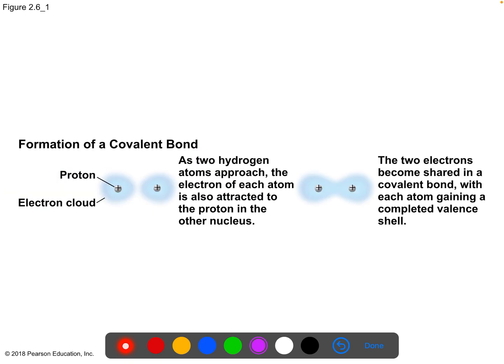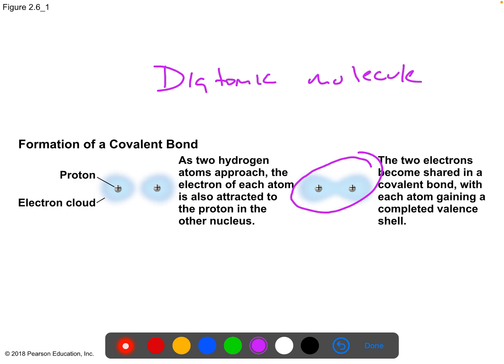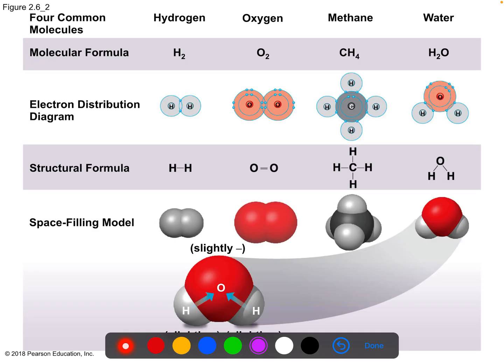So you can see in this example here, this is an example of a covalent bond between 2 hydrogen atoms. We call this a diatomic molecule because it's a molecule involving 2 elements that are the same, hydrogen, hydrogen. You might have oxygen, oxygen, O2. That's another example of a diatomic molecule. And we use the word molecule when we're talking about covalent compounds. And here's some other examples of covalent compounds.